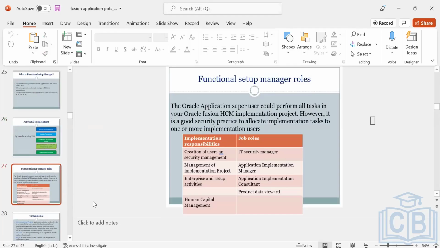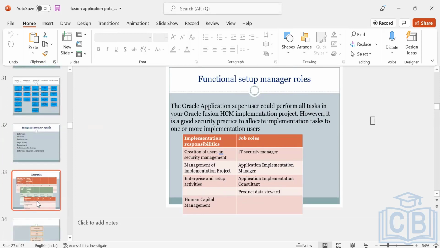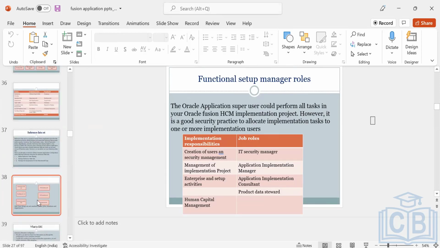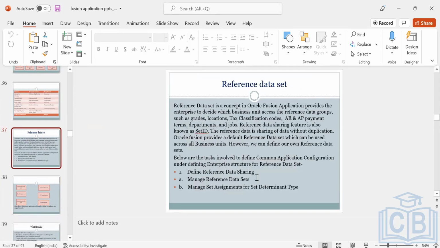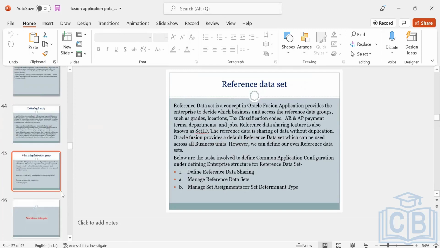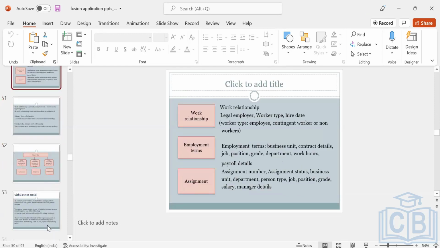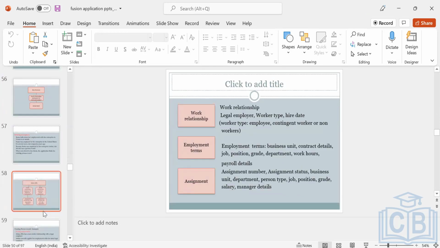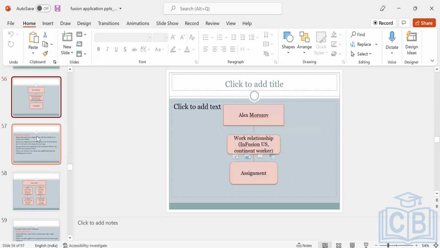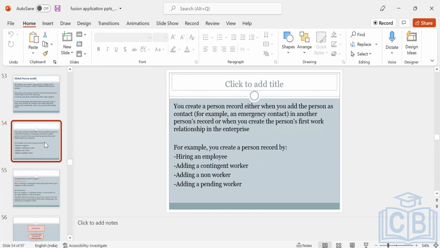When we talk about functional setup, till where did we complete last time? Reference data set. This is done. We are talking about the first one to be completed. Just a second. Global person model we have done. The rest we have not done. So we'll start. Are you able to understand till now?